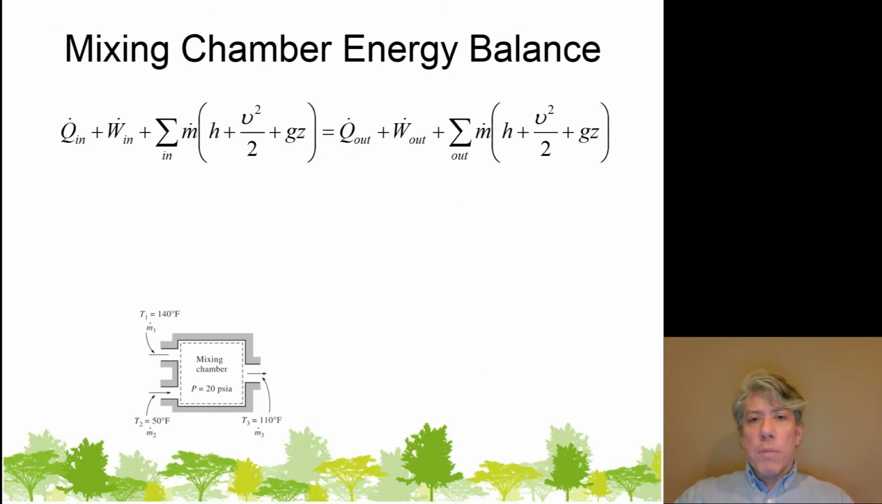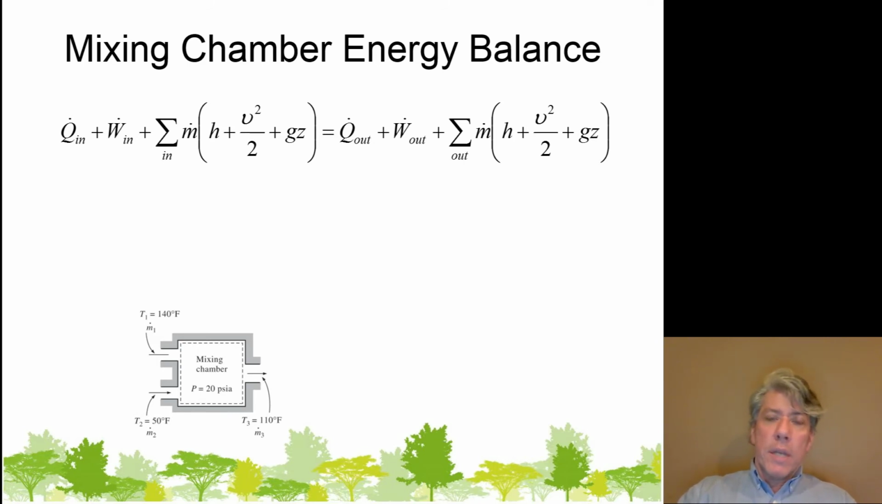What about mixing chambers? How could we analyze those? Well, for those we can't get rid of that summation sign on the inlet and exit because we've got more than one inlet. We can get rid of the one on the exit, the out. But what about heat transfer? You might be tempted to say there must be some heat transfer. After all, we've got a 140 degree fluid coming in and a 50 degree fluid coming in and then a 110 degree fluid coming out. And so isn't that heat transfer?